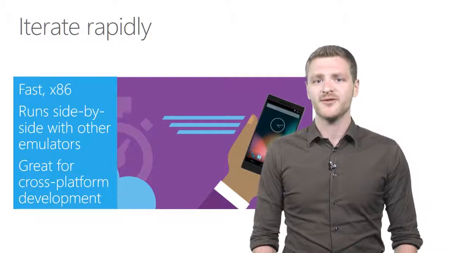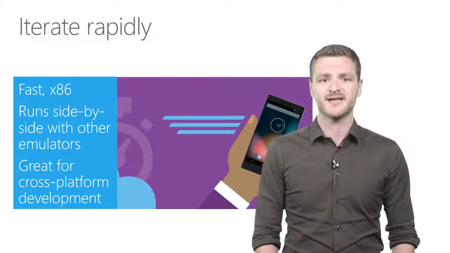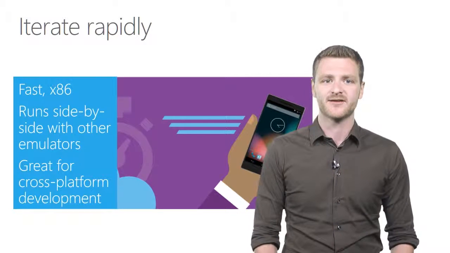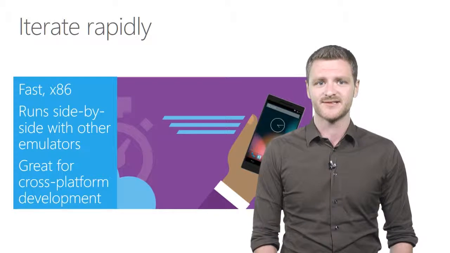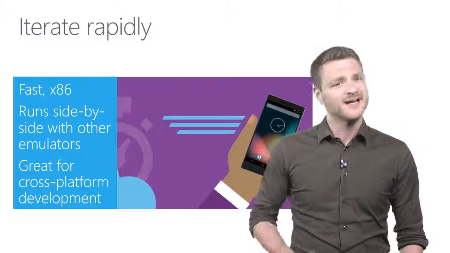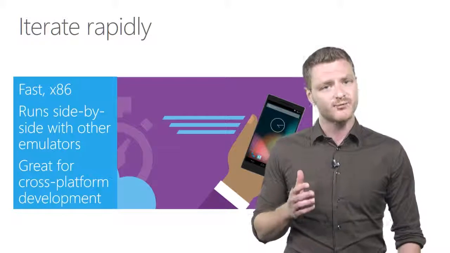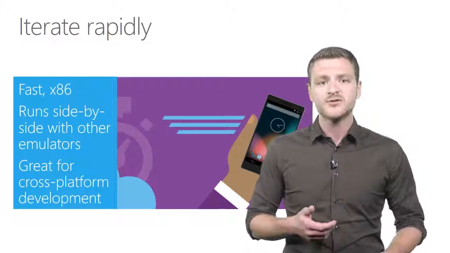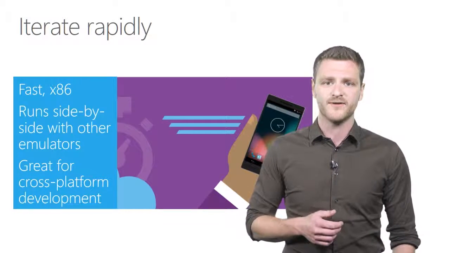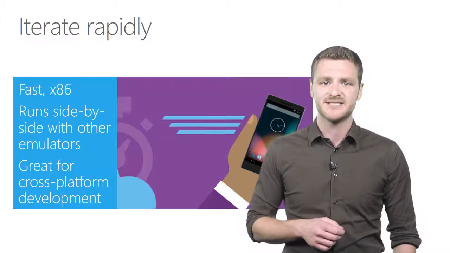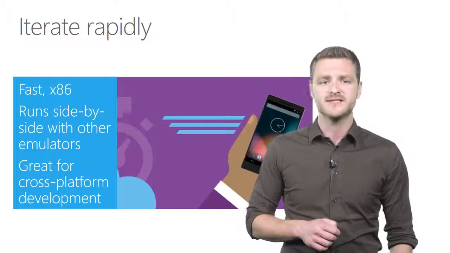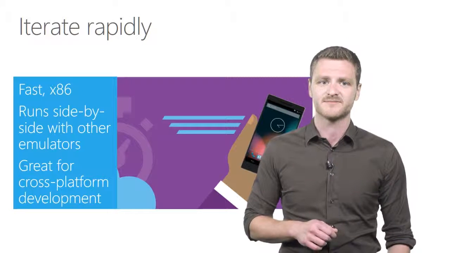First, let's talk about how you can debug and test your Android applications at lightning speed. Our x86 Android emulator boots up faster than other emulators you may have used and runs at nearly the speed of a real device, even when debugging graphics and processor-intensive apps. It also runs side by side with the Windows Phone emulator and other Hyper-V VMs, making it easy to develop cross-platform applications without needing to continually toggle various system settings.